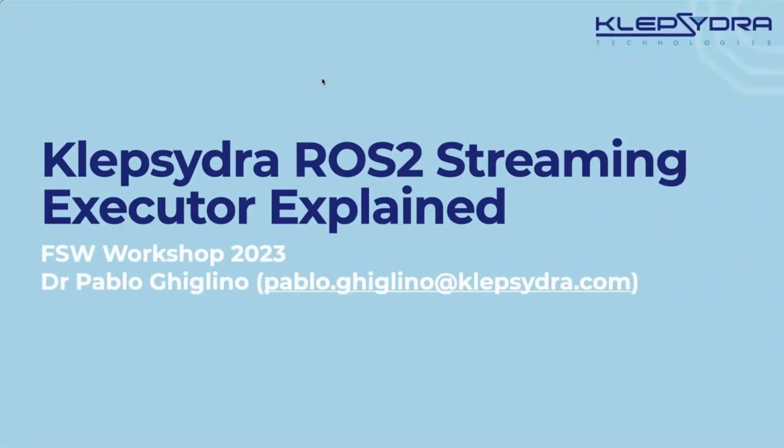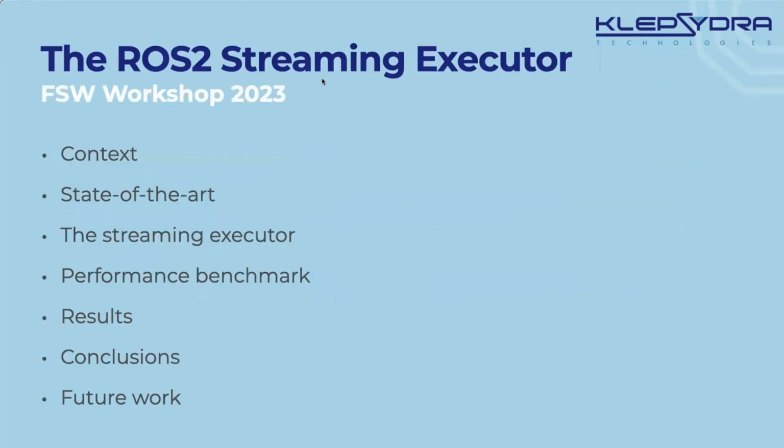Hello, everyone. I'm here to present the second part of our video, which is focusing on explaining in more detail how our streaming executor works. So the structure of the presentation is quite straightforward. First, a context: what is ROS2, what is the state of the art in terms of executors of ROS2. Then we will present our novel approach, our streaming executor, the performance benchmark that we used in order to verify the results, and then finally conclusions and future work.